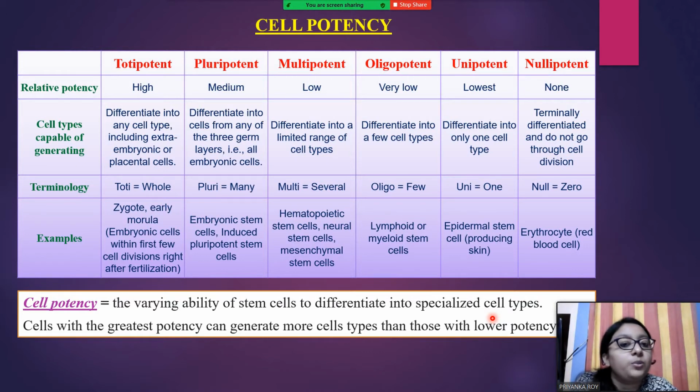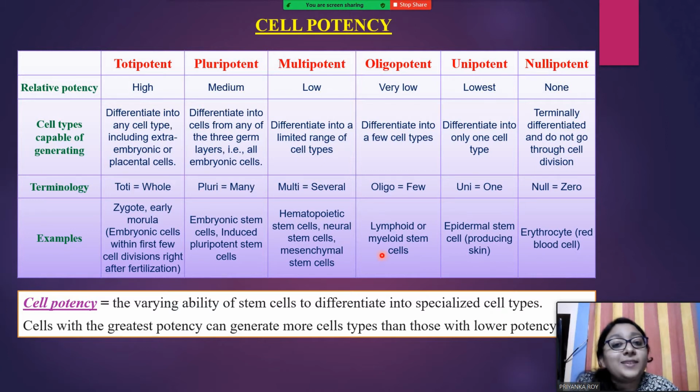The term that we are using here is differentiate, because it is not only dividing but it is also getting converted into a specialized cell type. At first it was not that cell type, but after division that cell type is generated. So we call it a specialized cell type, and this process of cell division is known as differentiation, because they are not reproducing another of its kind, but they are totally producing a different cell type.